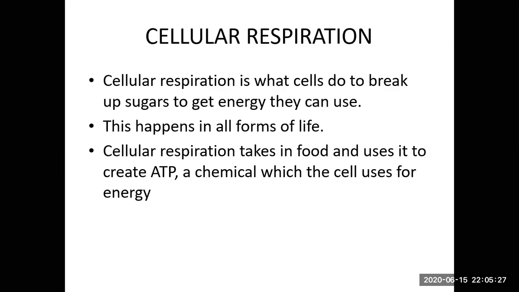Now we are composed of cells. Each cell of our body has to respire in order to be alive. Cellular respiration takes in food and uses it to create ATP. What was ATP? We already studied in our previous topic. ATP is the energy currency of every living organism, of every living cell. So in cellular respiration, what is taking place? The creation or the metabolism of this ATP. It is a chemical which the cell uses for energy. For example, in our daily life, we use currency notes and coins as our currency. All right, cells use ATP as their energy currency.